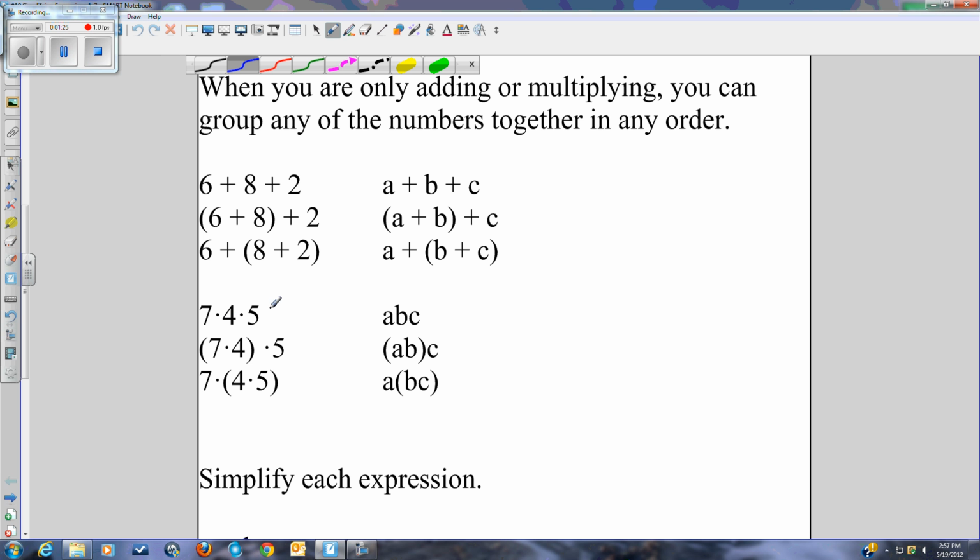Same with multiplication. 7 times 4 times 5 is going to give you the same thing as multiplying the 7 and the 4 first, and then multiplying the 5, or multiplying the 4 and the 5 first, and then multiplying the 7. Anyway, you're going to end up with 140. Same goes for a times b times c. It doesn't matter if you multiply the a and the b together first, and then multiply the c, or multiply the b and the c together first, and then multiply the a. You get the same result.